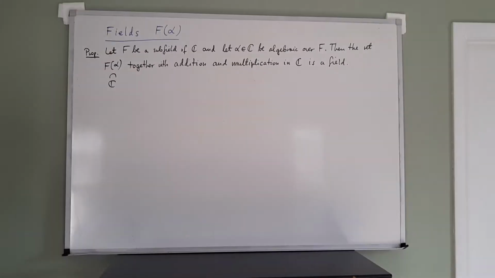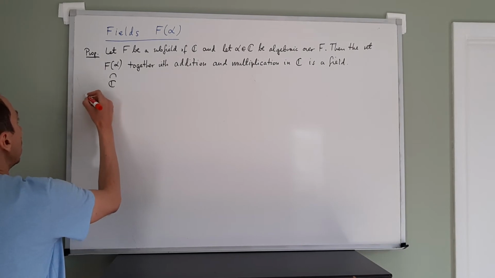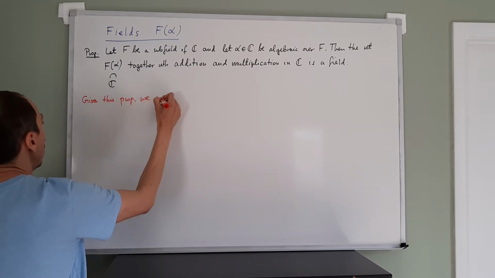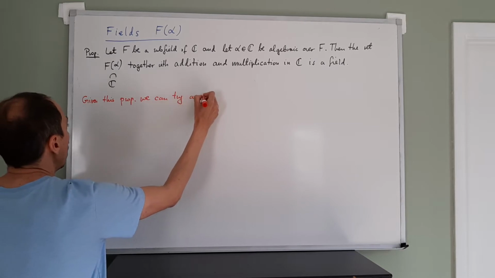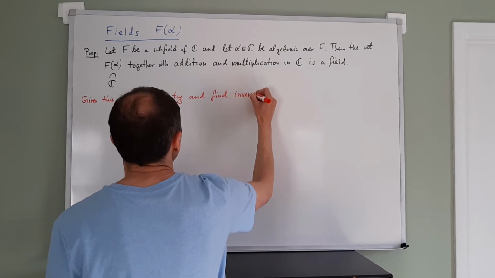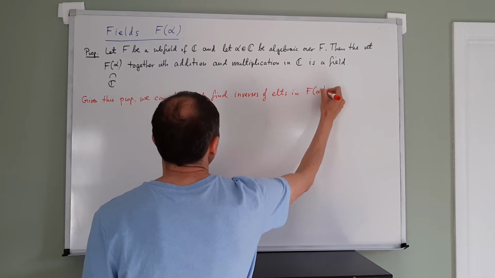Case where f was q and alpha was radical 2. But for now, we'll postpone the proof of this proposition and we'll just take it on faith. But given this, we can try and find inverses of elements in various fields like this.